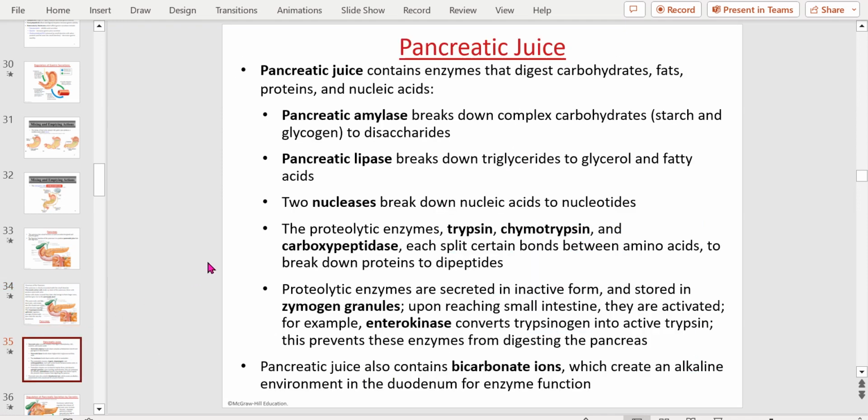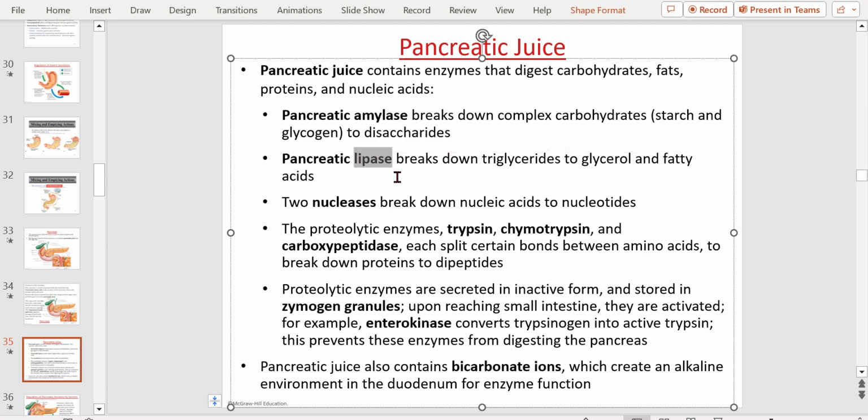Pancreatic juice is not just one thing. It contains enzymes that digest carbohydrates, fats, proteins, and nucleic acids. Pancreatic amylase breaks down complex carbohydrates, starch, and glycogen if they haven't already been broken down. Pancreatic lipase, fat breakdown, right? Breaks down triglycerides to glycerol and fatty acids.